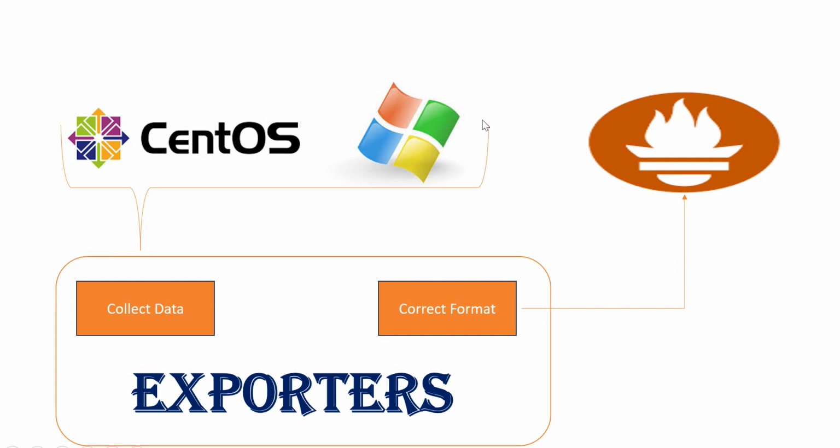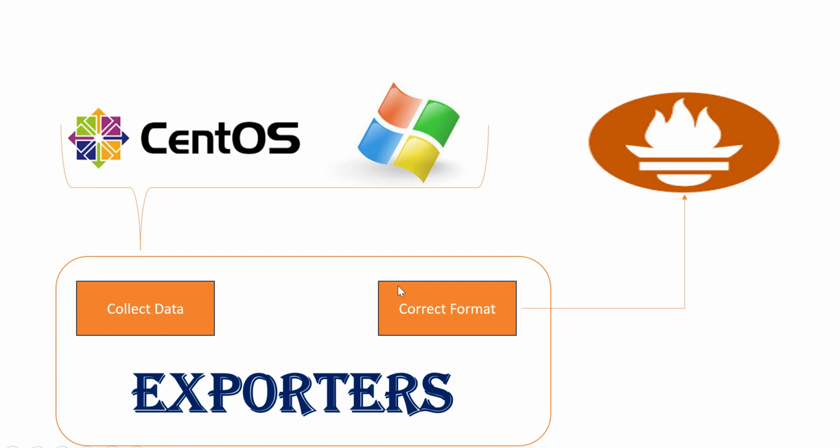And similar kind of data for Windows. Then it will collect it and convert it into the correct format that Prometheus understands, and then Prometheus will pull the data from the respective exporters. So this is the high-level architecture of how exporters work.